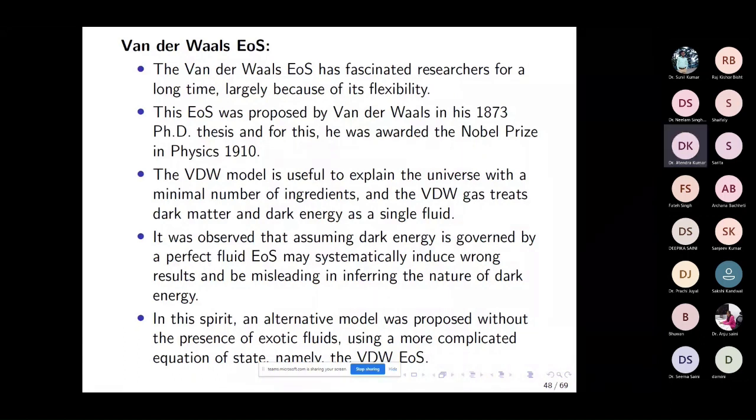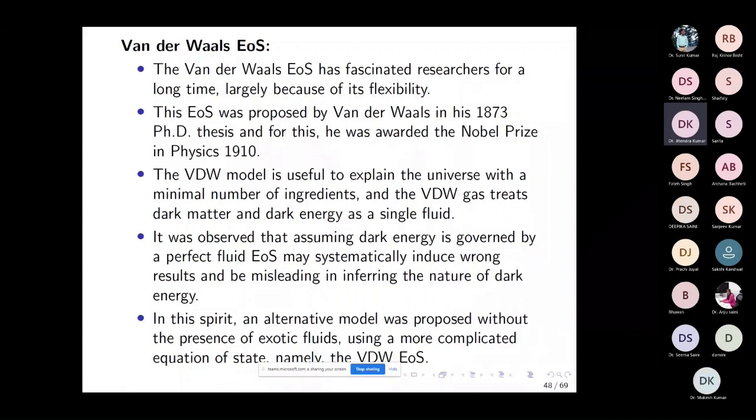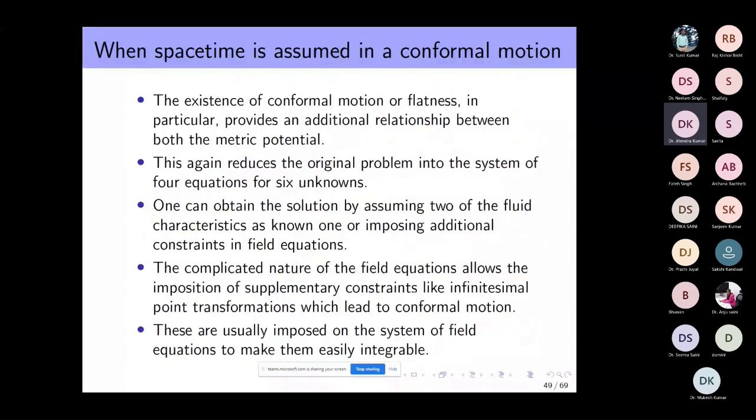The van der Waals model is useful to explain the universe with a minimal number of ingredients, and the van der Waals gas treats dark matter and dark energy as a single fluid. It was discovered that assuming dark energy is governed by a perfect fluid equation of state may systematically include wrong results and be misleading in inferring the nature of dark energy. So in this spirit, an alternative model was proposed without the presence of exotic fluids, using a more complicated equation of state known as the van der Waals equation of state.